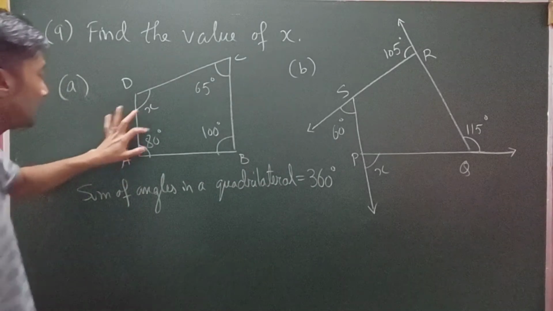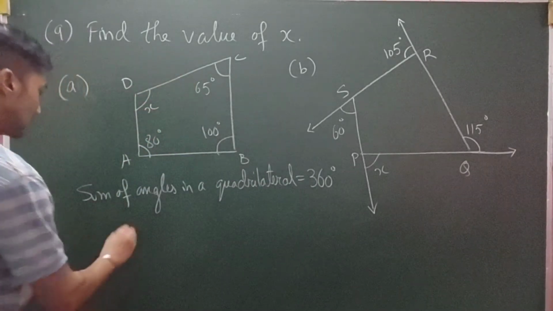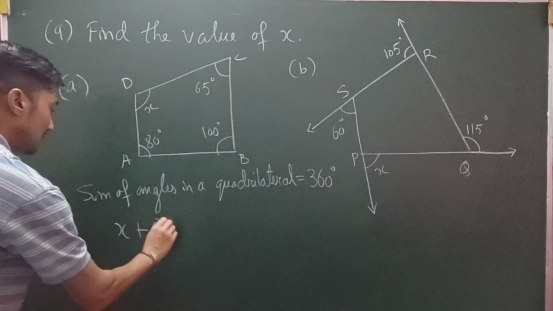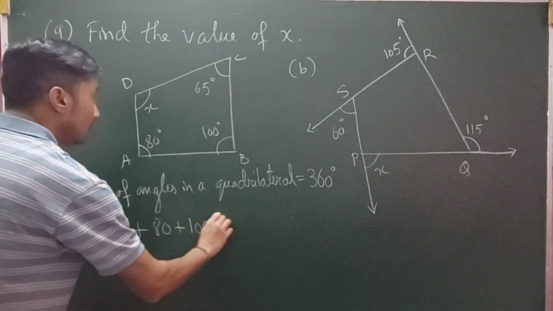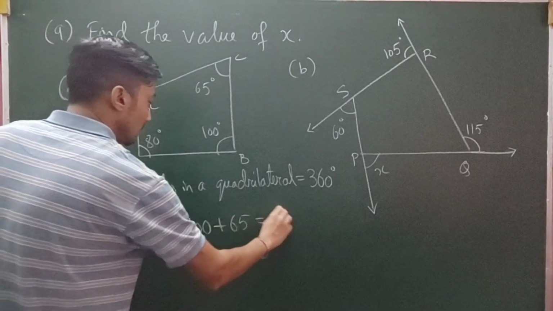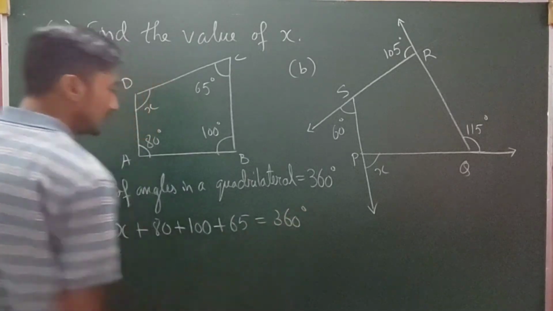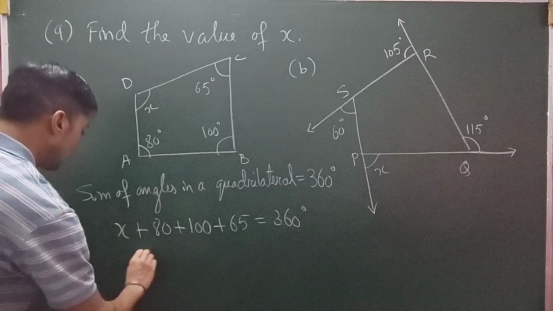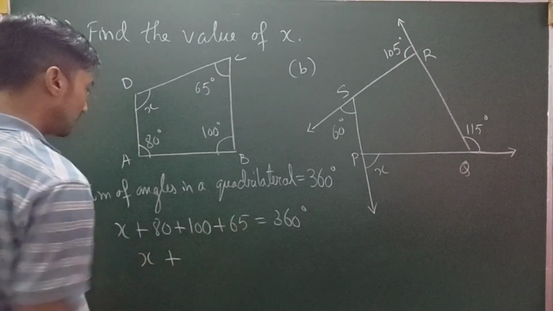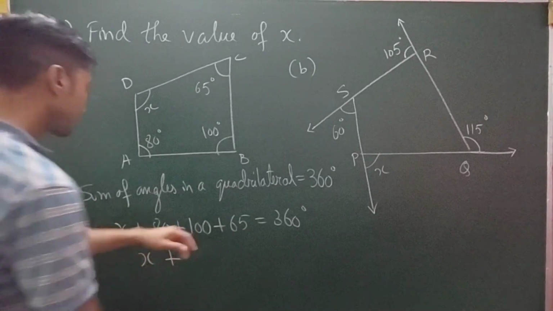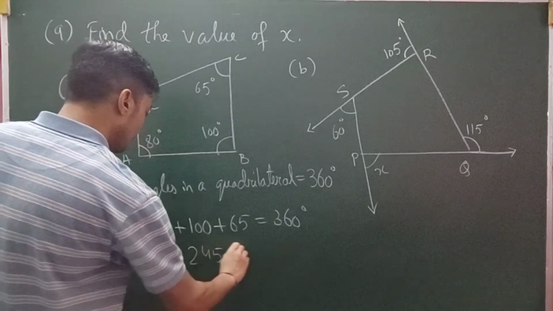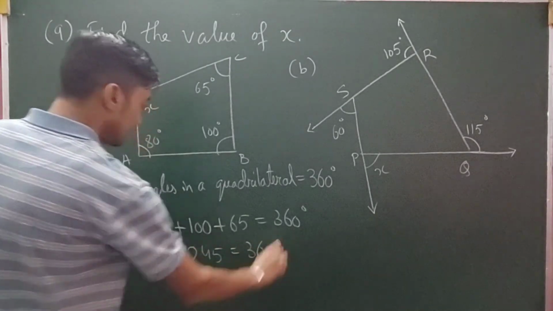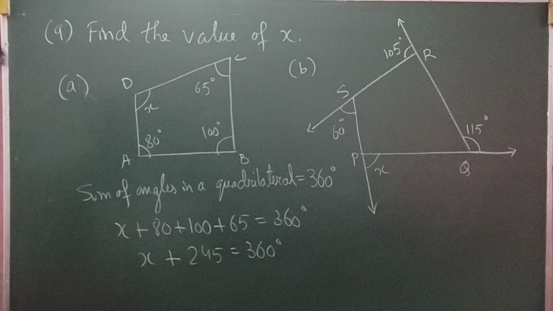360 degrees. So if we add these 4 angles, that is x plus 80 degree plus 100 degree plus 65 degree, we should get how much? 360 degree. And with this knowledge, I have to find out the missing value of x. Very easy. So that is x plus, add this, how much? 100, 180. 245 is equal to 360 degrees.